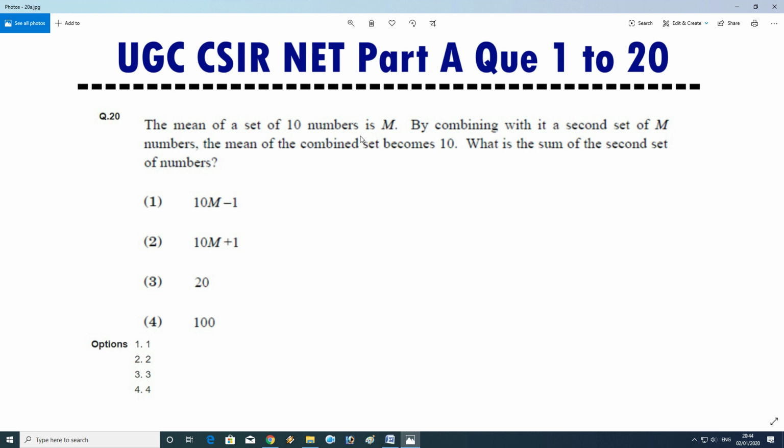Question number 20: The mean of a set of 10 numbers is m. By combining it with a second set of m numbers, the mean of the combined set becomes 10. What is the total sum of the second set of numbers? So, the answer is 400. So guys, this was the answer key of UGC CSIR NET, actually NTA, National Testing Agency, for part A, questions 1 to 20.